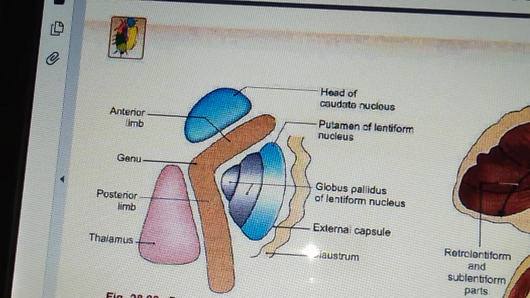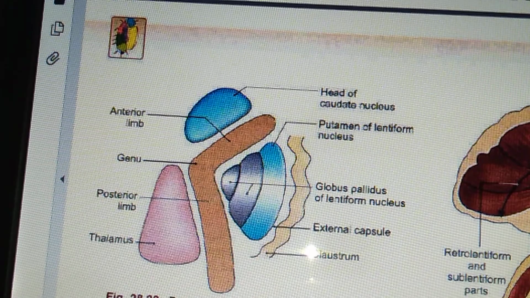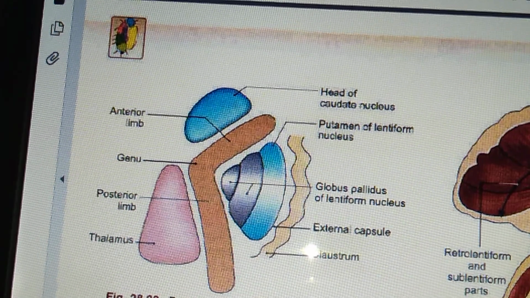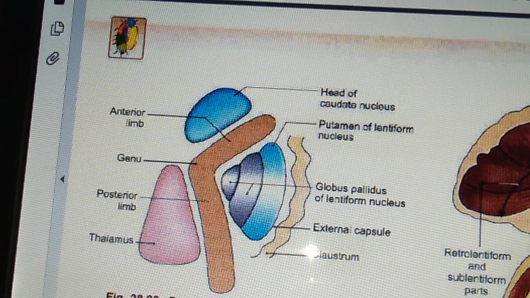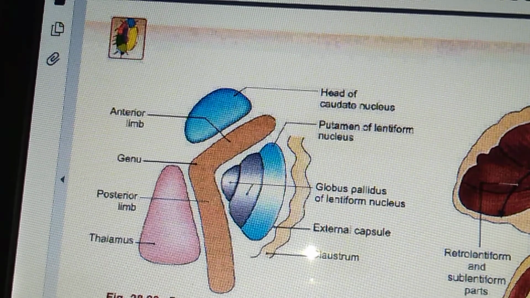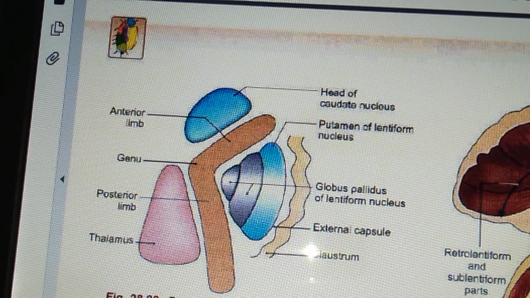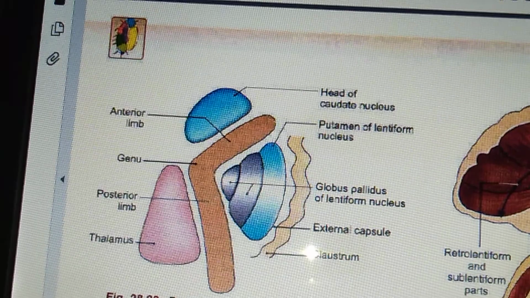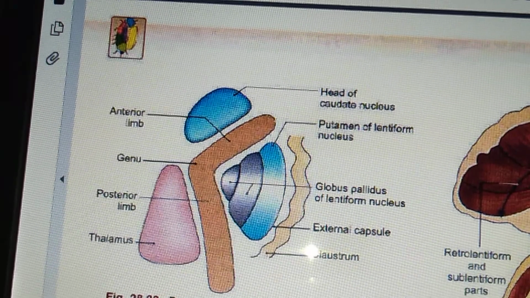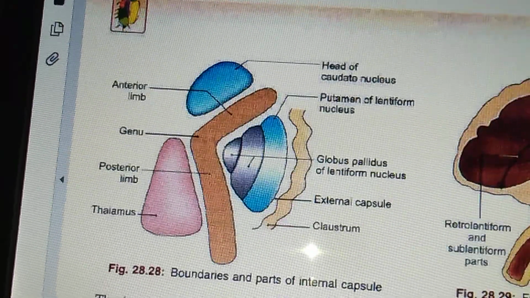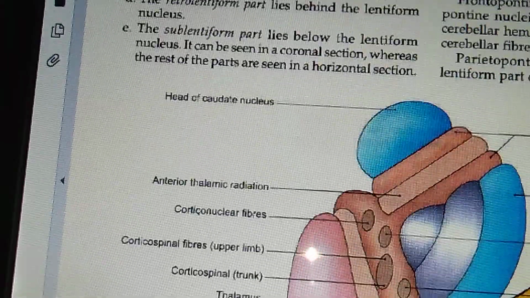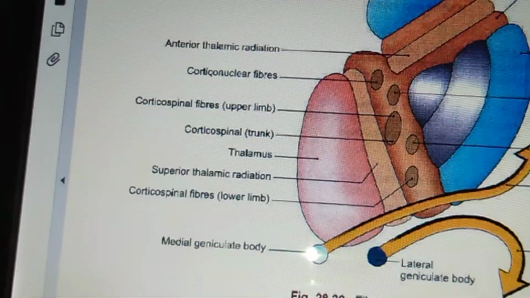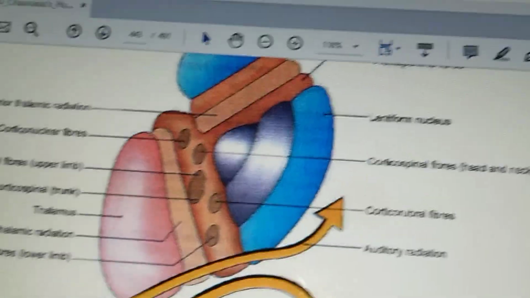Now the next, very important part is the fibers of the internal capsule. As the internal capsule is a kind of projection fiber, it connects many parts of the cerebral cortex with different parts of the brain. So that we will see in one more diagram. Yes, here you can see this.